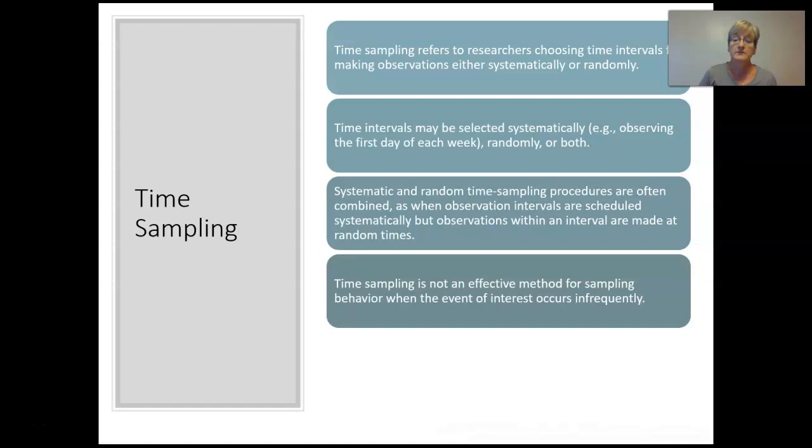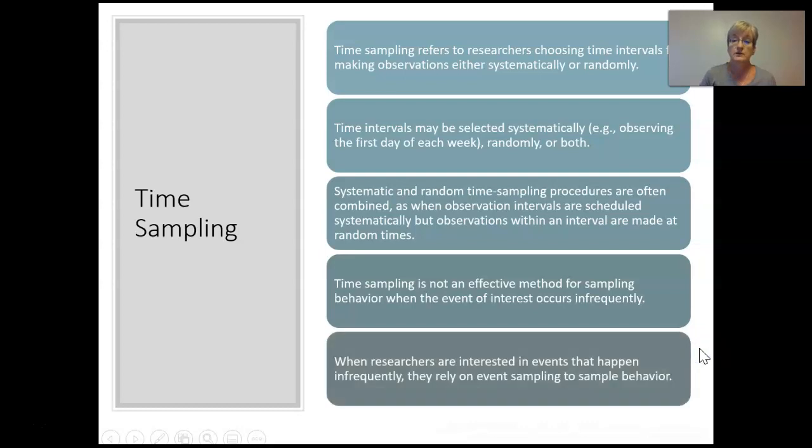Time sampling is not your best choice when you are trying to look at a behavior that is rare, because the chances are good that you will not encounter it at those particular times when you're sampling it. If you're looking for a rare behavior, then sampling at either systematic or random times is likely to get you a lot of no data. So if you're interested in rare behaviors, event sampling is more likely to be your method of choice, or to sample behaviors.